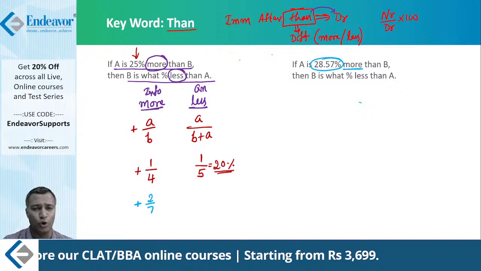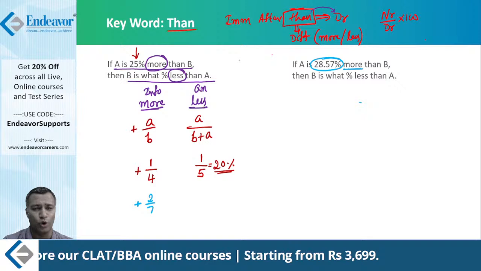1 by 7, 2 by 7, 3 by 7. After doing this particular chart, you look at this number and your mind is excited. It says, hey, such a lovely number has been presented in front of you. 2 by 7, that's what you write, more than B. Then B is what percentage less than A? Write 2 as it is. Don't change the numerator. Denominator, don't write 7 as it is. Instead, 7 plus 2, write it as 9.